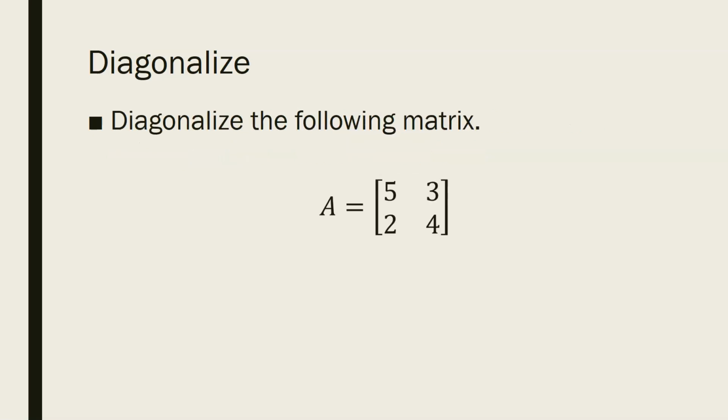So I want you to go ahead and diagonalize the following matrix. Find the P, which is going to be eigenvectors, and find the D, which is going to be a diagonal matrix with our eigenvalues. So go ahead and do that.